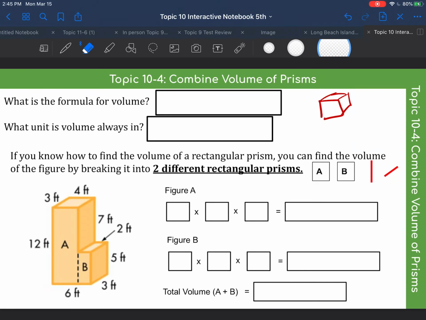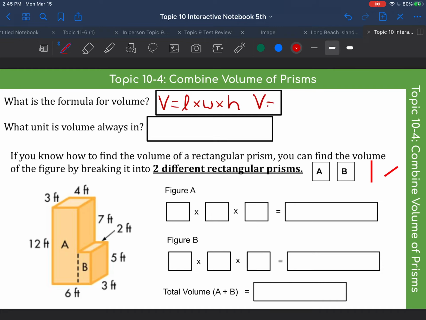But first, I want to review with you guys. What is the formula for volume? So V equals length times width times height. That is one of the formulas for volume. The other formula is area of base times height. And both of those will get you the exact same answer.